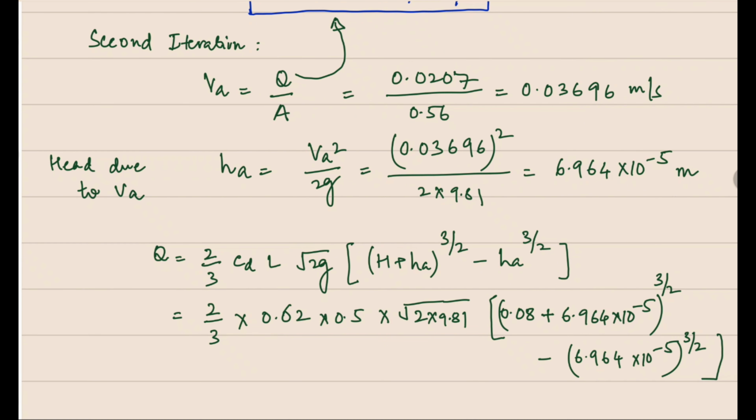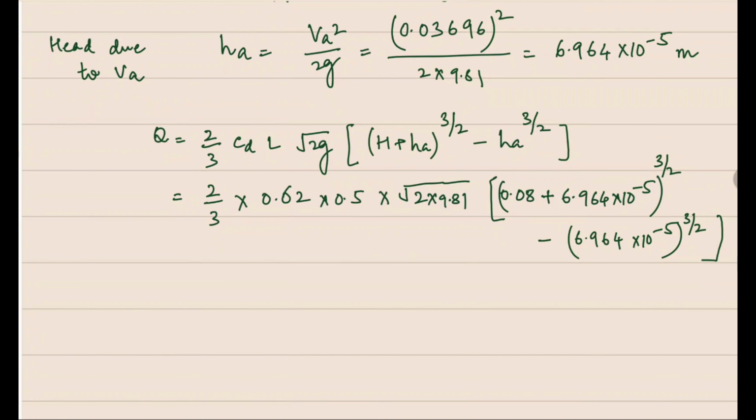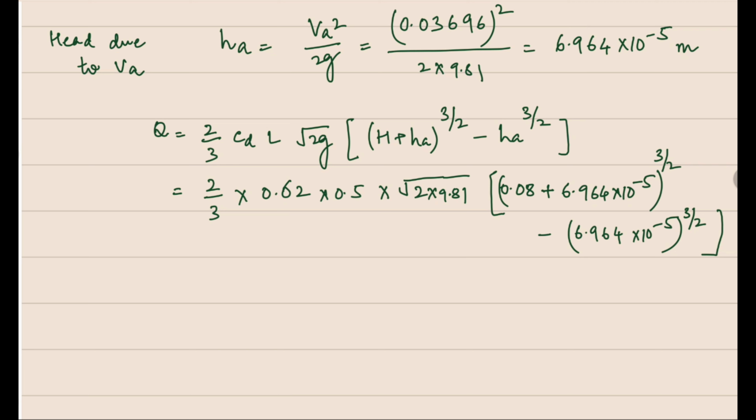That will be the final Q value. So we need to solve this equation. We need to put all the values and get what exactly its answer is coming out to be. So this value is coming out to be Q is equal to 0.02072 meter cube per second.